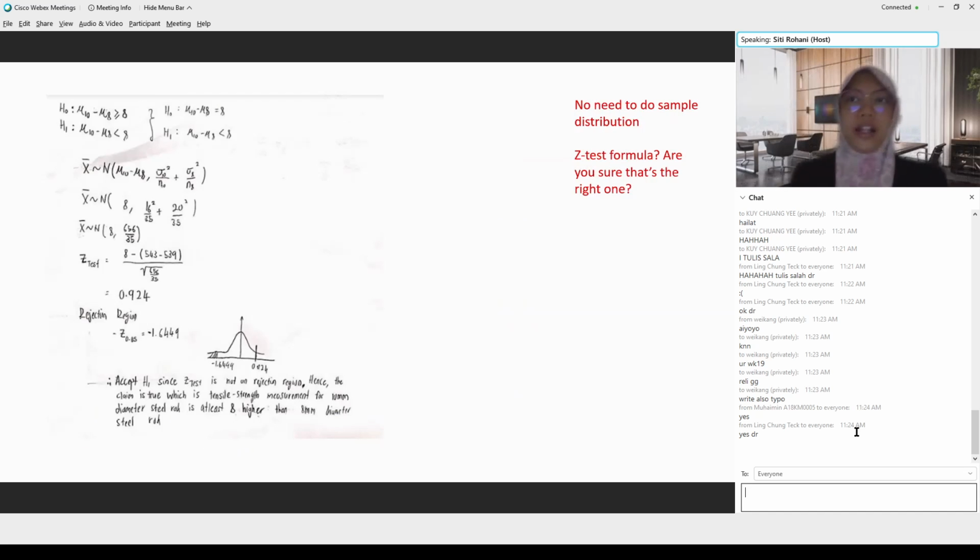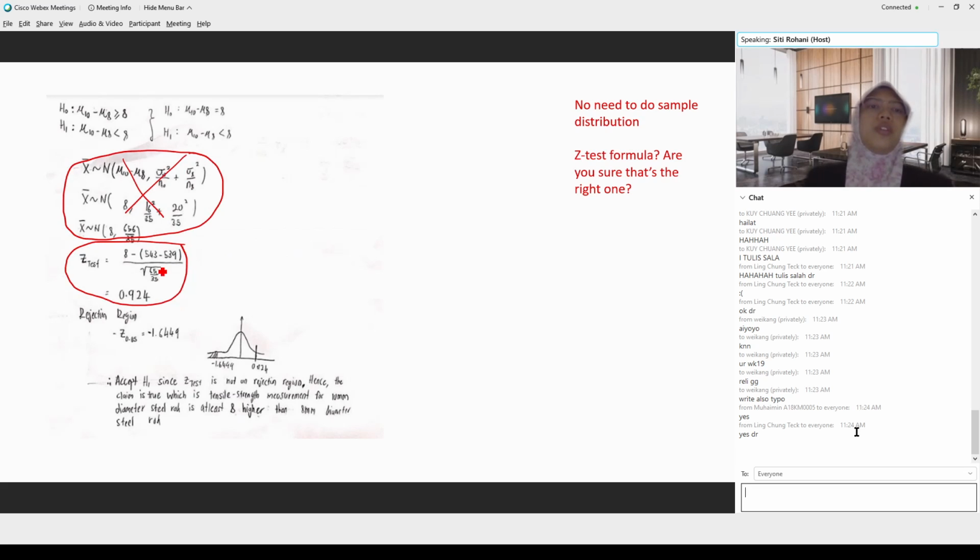And for this one, what's wrong with this question? You don't need to do the sample distribution. What is wrong is another part, the z-test formula. Here, this one should be at this side, and this one should be at this side. So please be careful when doing your z-test. This one is wrong.